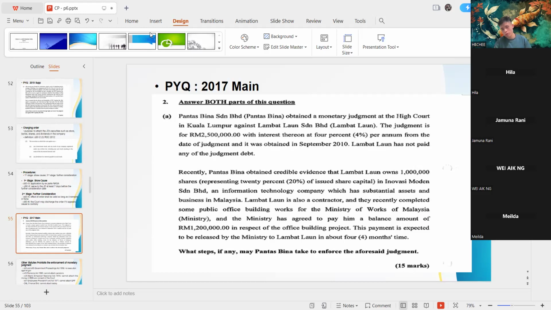Okay, so from this 15-mark question, does anyone have an idea on how to answer the question? You can post in the chat group.